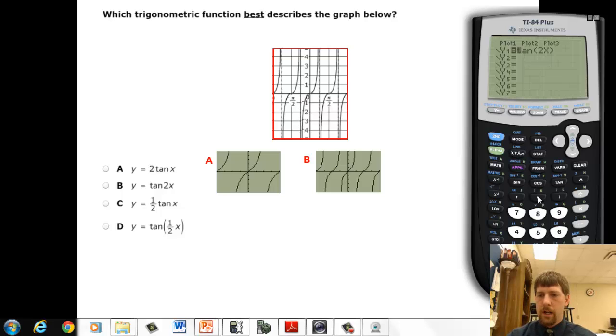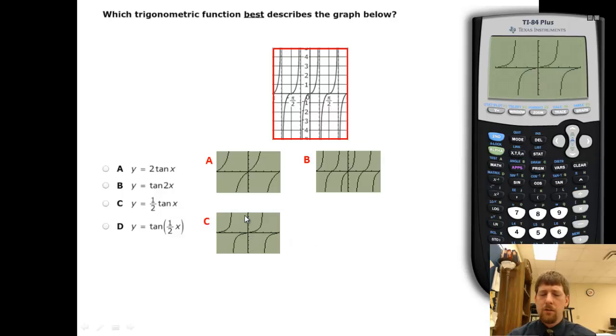Choice C is 1/2. So I'll put parentheses around that because it's a fraction. 1/2 tangent of x. Graph it, and I get a half, a whole, and another half. Okay, so it looks a lot like choice A, so that one's no good. So B still looks pretty good.